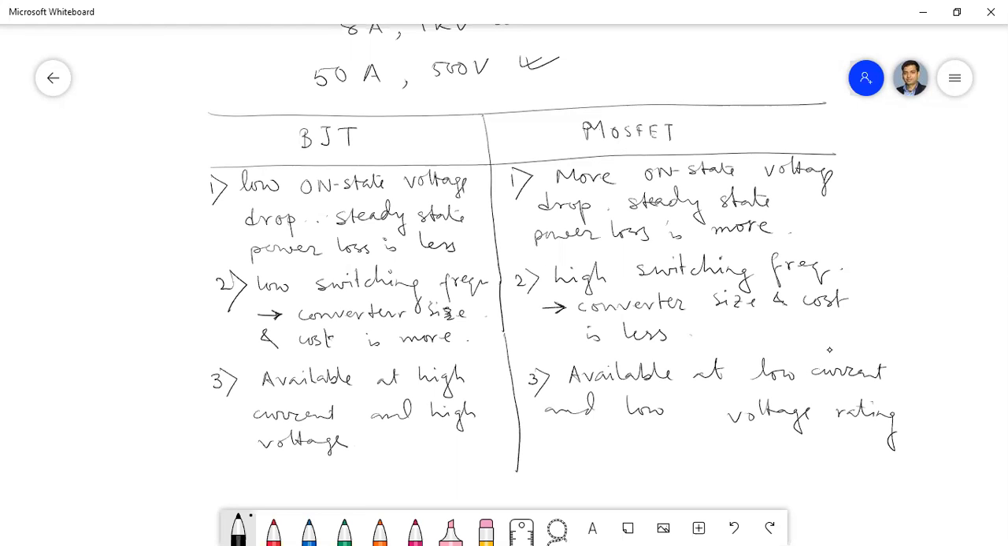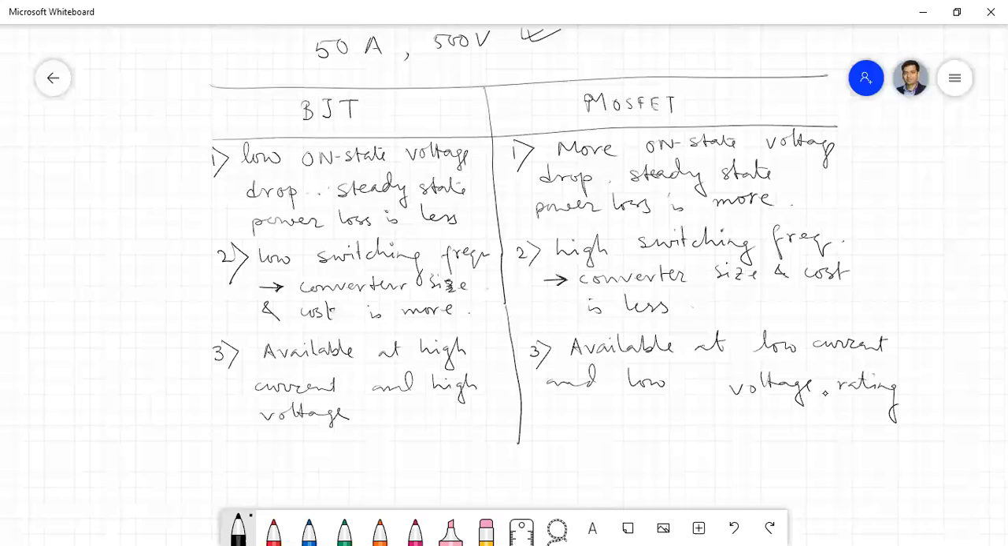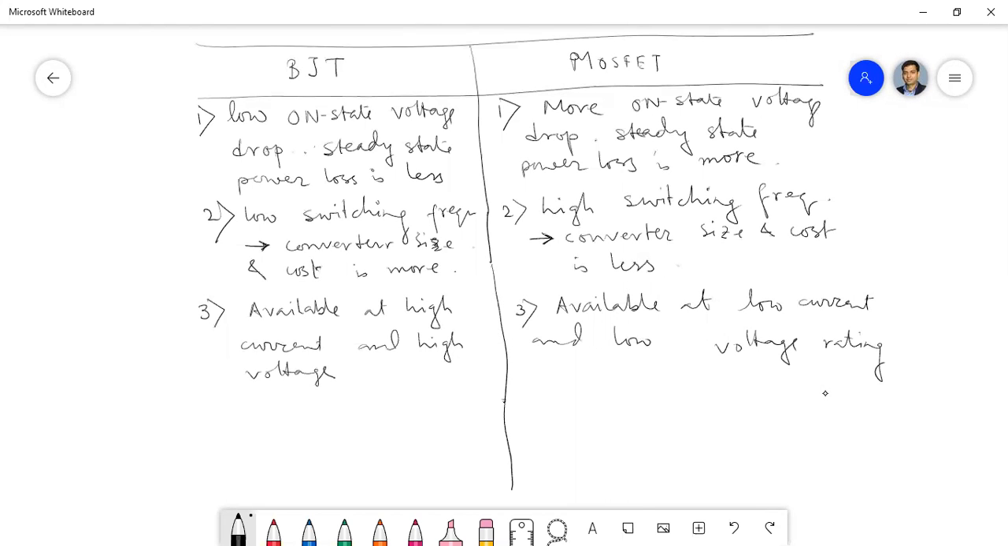So how can we avoid this problem? Or how can we tackle this problem during implementation? For low voltage, connect many devices in series; for low current, connect them in parallel. That I think I have discussed in the initial classes, isn't it? So that is the disadvantage of power MOSFET, you can say.